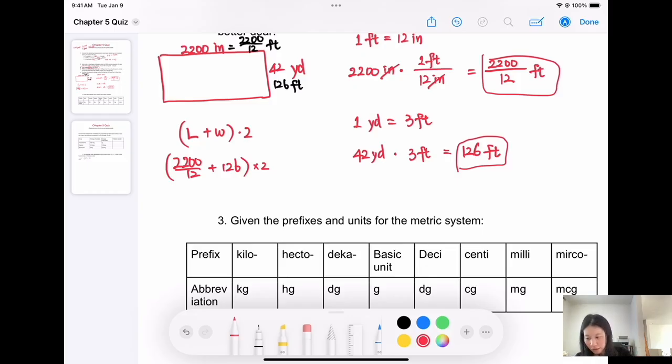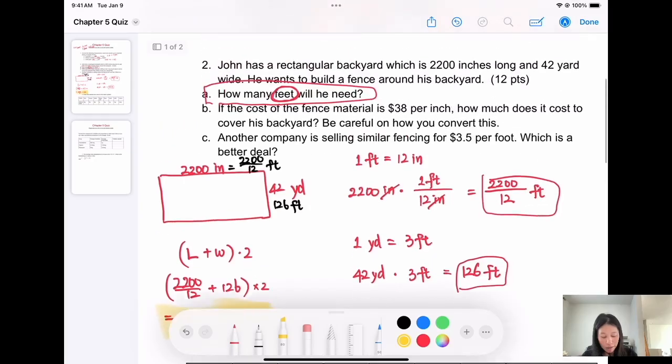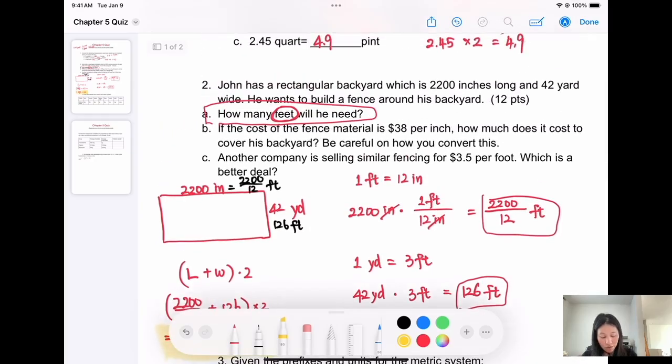So this is equal to, simplified, 2,200 over 6 plus 252. You can leave it that way, or you can find the decimal and see how long it is. So that's question A. That would be the answer. B is, if the cost of the fence material is $13.8 per inch, how much does it cost to cover this backyard?